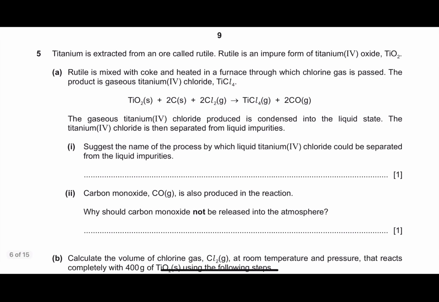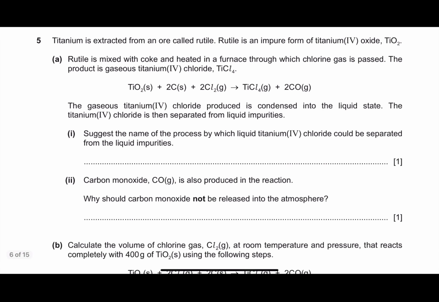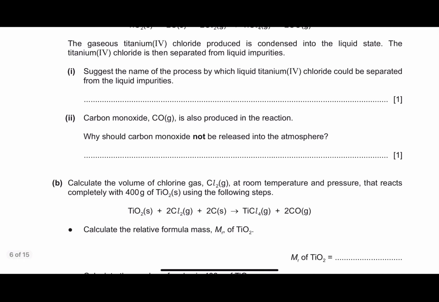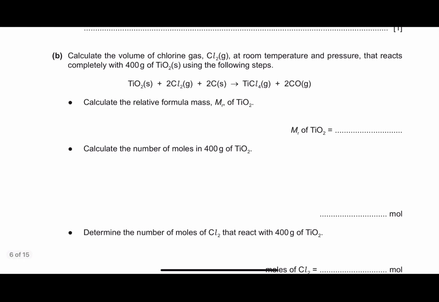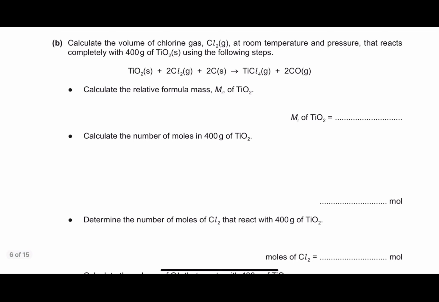Now this is a question from February-March 2019. Question 1 is not related to this chapter, so we'll be moving on to question B. Calculate the volume of chlorine gas at room temperature and pressure that reacts completely with 400 grams of titanium oxide using the following steps. So the first step is asking you to calculate the relative formula mass, which is simple.